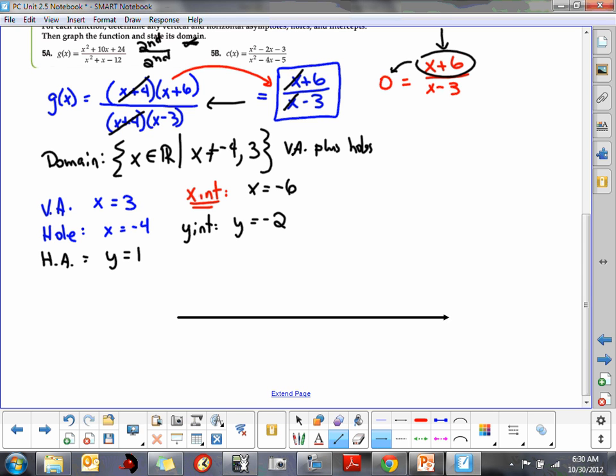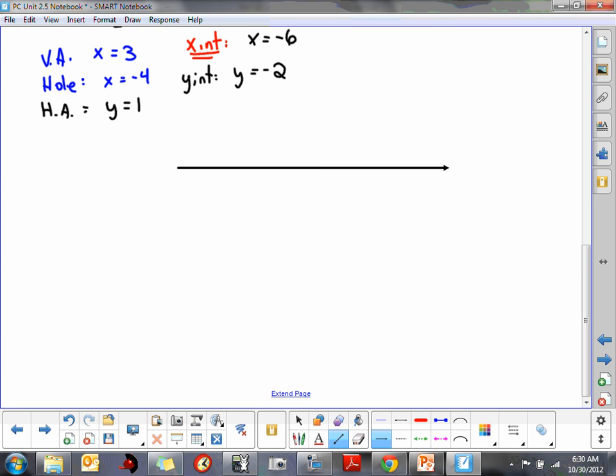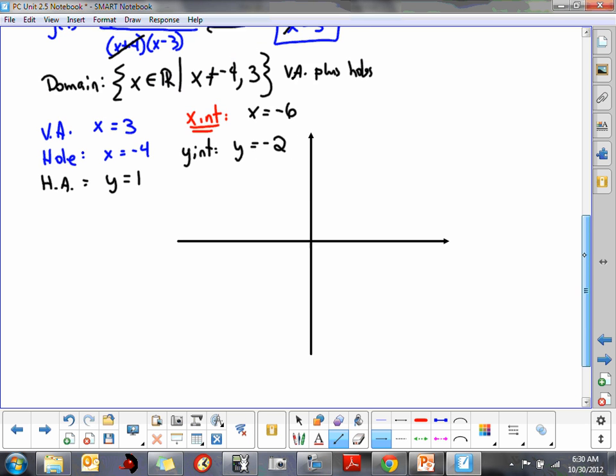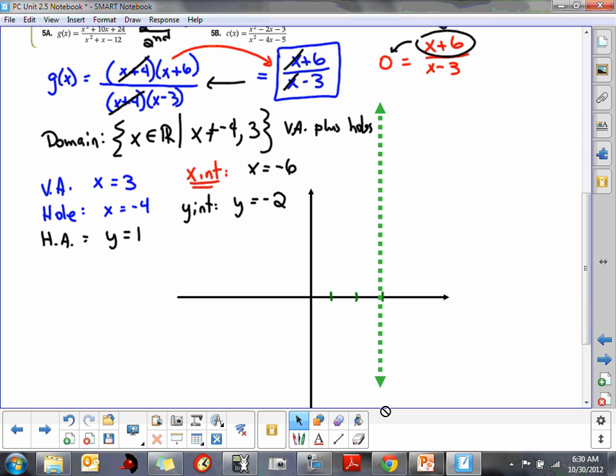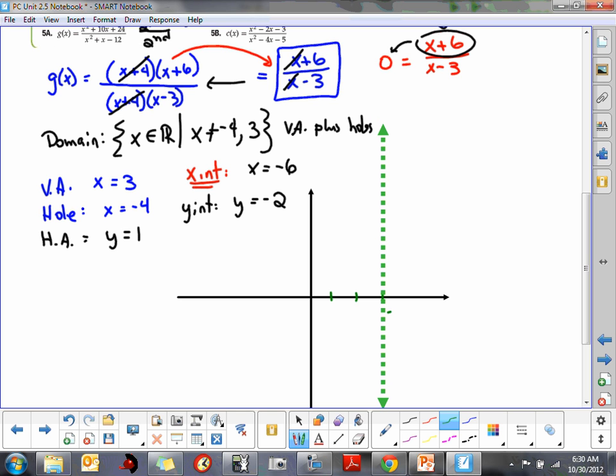So again, x-axis and y-axis. Okay, so let's put in our vertical asymptote of x equals 3. So we've got 1, 2, 3 units. We'll get our vertical asymptote located. Stretch that down a little bit. So that's at 3.